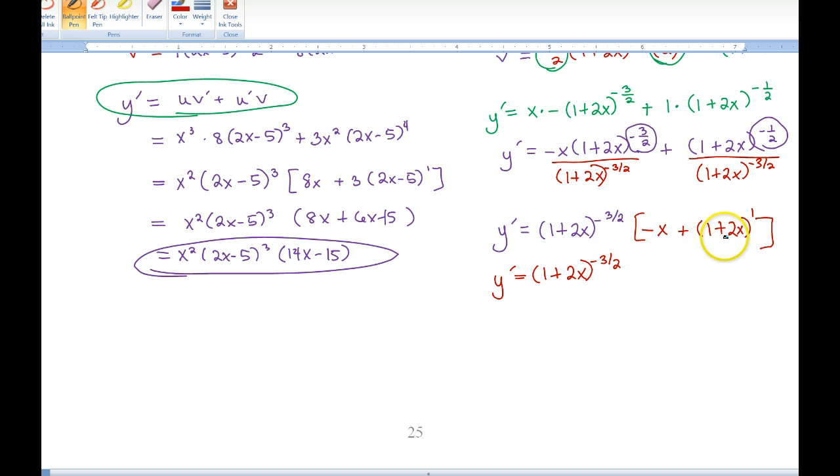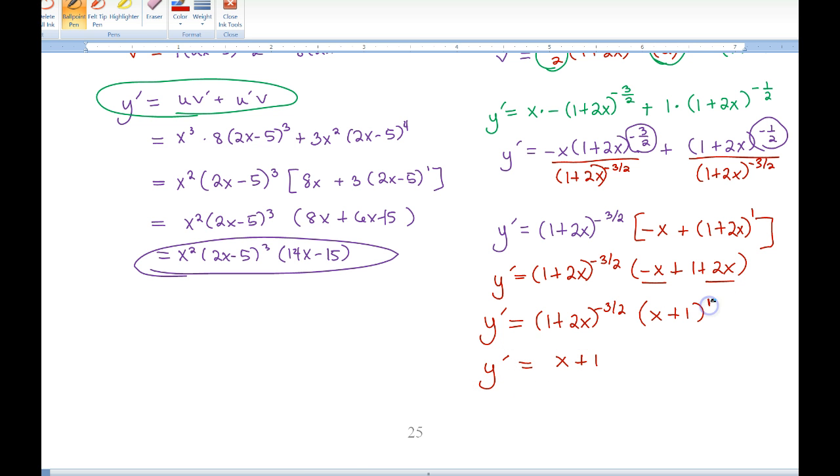So to the first power means I can just put 1 plus 2x then, right? And I can combine like terms, so I have a -x and a 2x, so that'll be x plus 1. So y prime is going to be x plus 1. Since this is a +1 power, I'm going to put that in the numerator. I'm going to put 1 plus 2x to the 3/2 in the denominator.